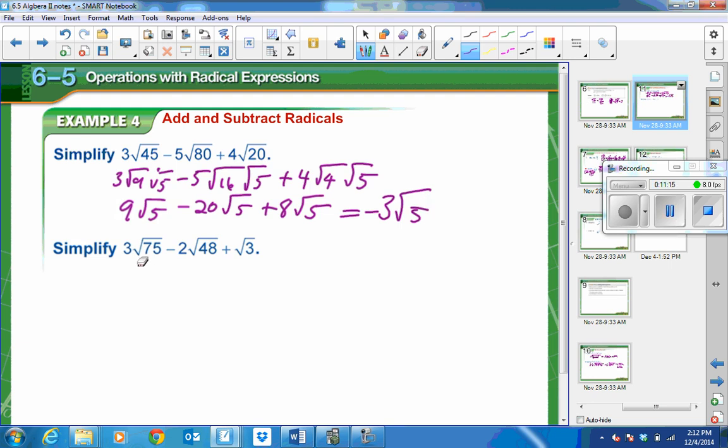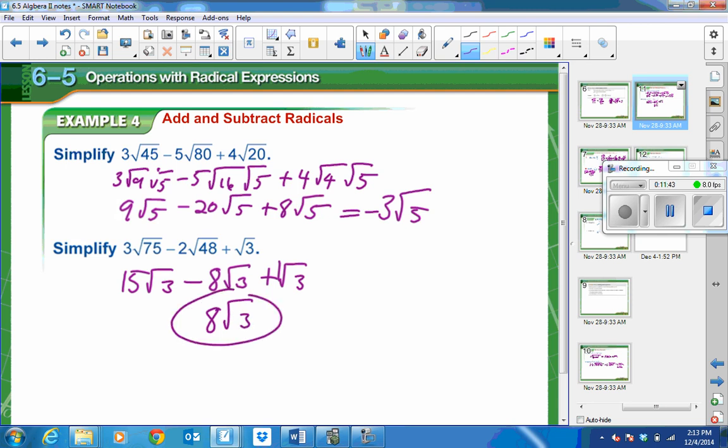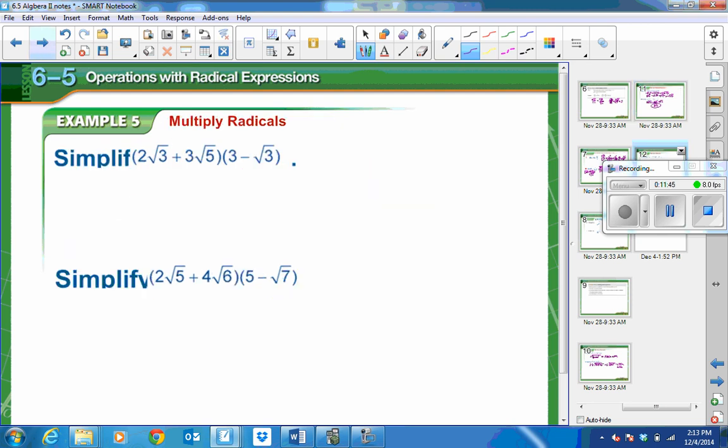And doing this one, if we break this down, we get 15 square root of 3 minus, if we're looking at 48, that breaks down to 16 times 3. So this is going to give us minus 8 square root of 3 plus square root of 3. All of these are like terms. It's understood that a 1 comes before that square root. So we have 15 square root of 3 minus 8 square root of 3 is 7 square root of 3, plus 1 square root of 3 equals 8 square root of 3, and that's your final answer.